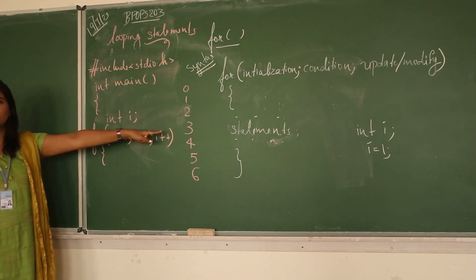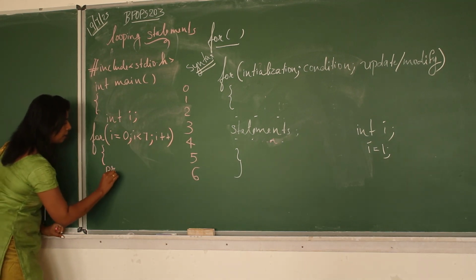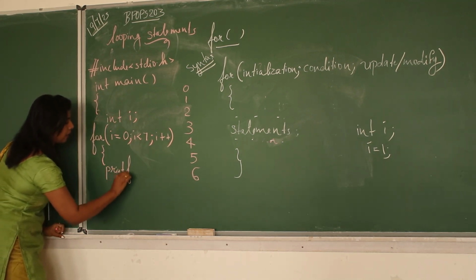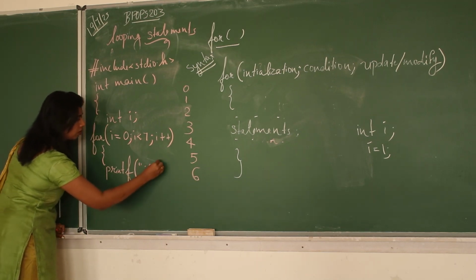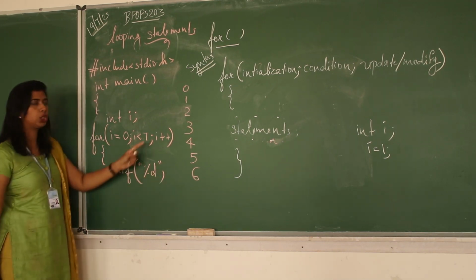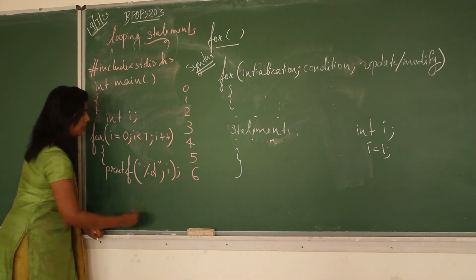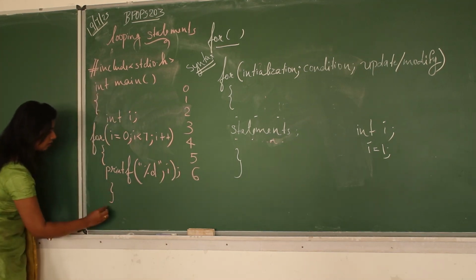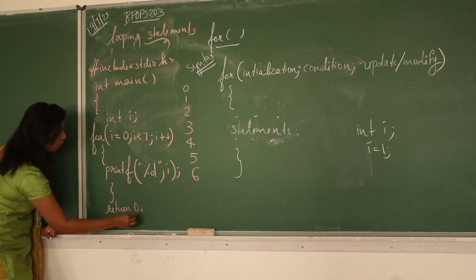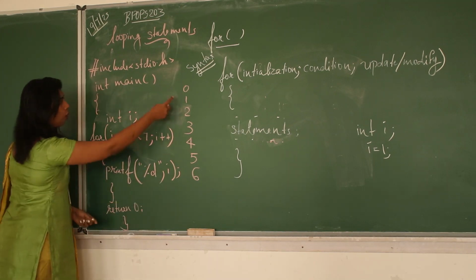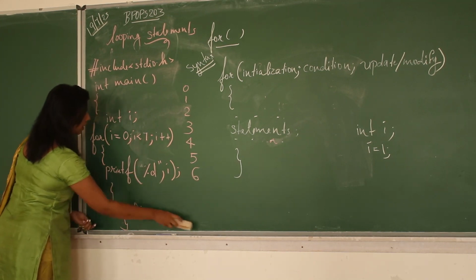Whichever statement we want to execute repeatedly, that we will write. This statement here I want to execute repeatedly, my printf statement. So I am writing printf. I want to print an integer value, so the format specifier is %d, then comma. From where should I get the value? I am taking my value from I. Then semicolon. Then I am closing this. Then return 0. Then if you want to print this output in different lines, you have to add \n.